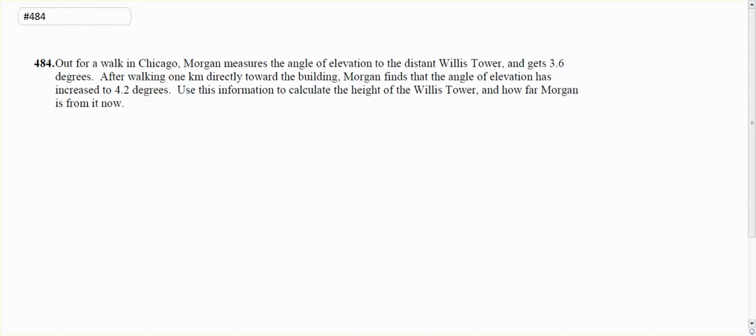So this is number 484, and it's about measuring the height of a tower, and then also how far you are from the tower, or how far Morgan is from the tower. So the first thing we're going to have to do is make a reasonable sketch.